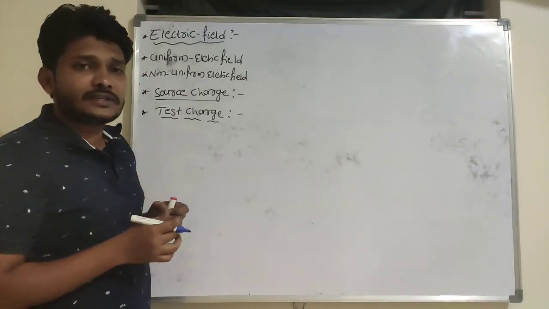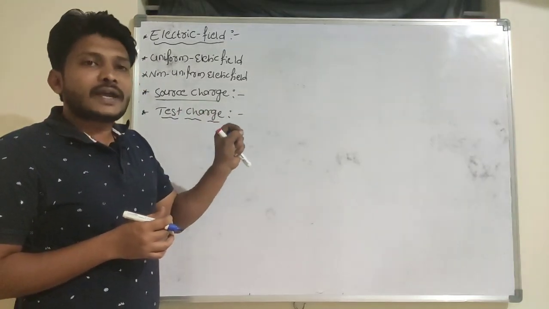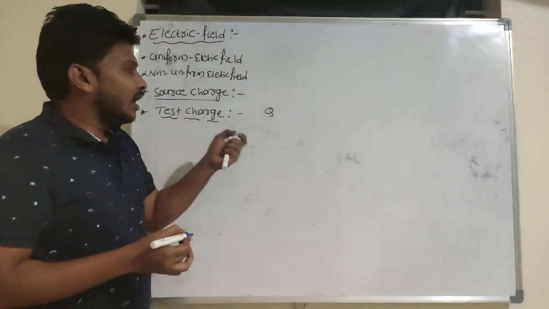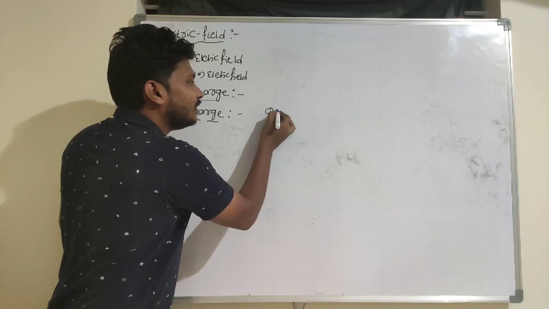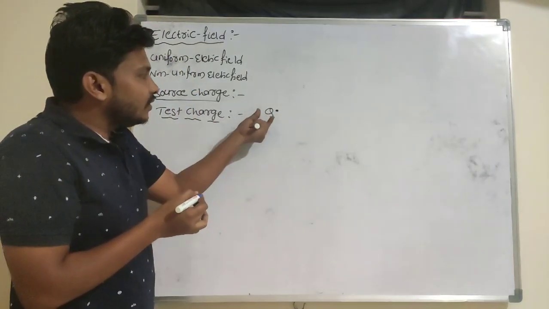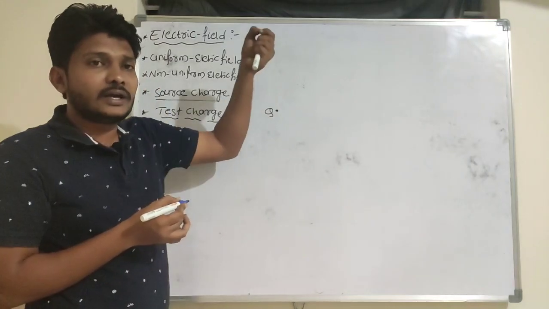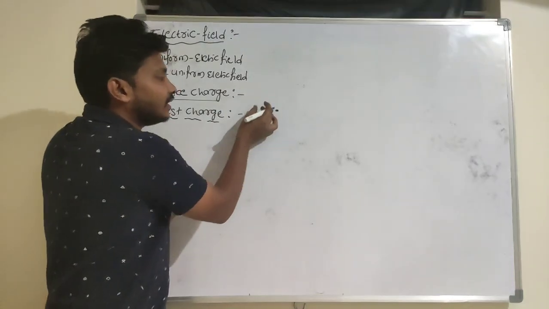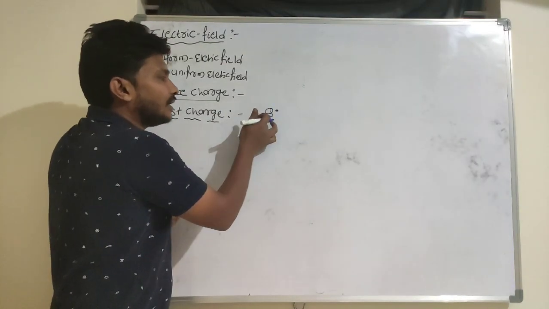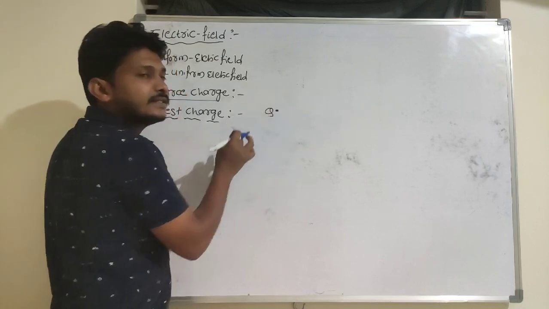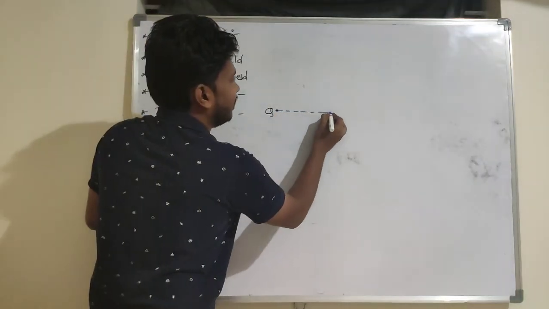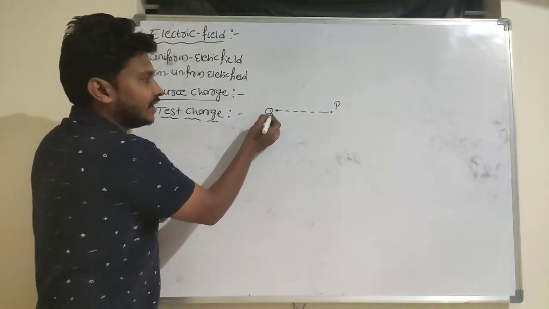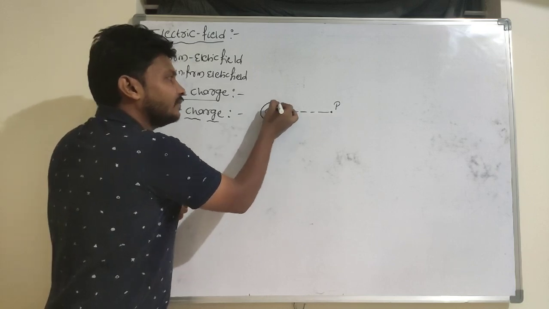So what is the test charge? A charge which can test the effect of the source charge. For example, I have one source charge here. I want to get information about the effect of this source charge. In order to get the effect of this source charge, I need another charge. I want to know up to what region the source charge is influencing. So at some distance from the source charge, I will take one point here.